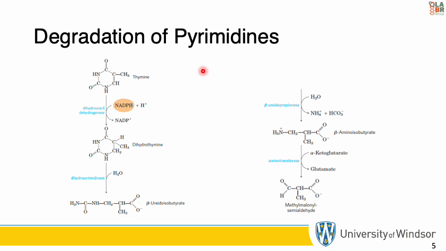So a good example is actually thymine. Thymine, for example, is degraded to the final molecule down here. So methylmalonyl semialdehyde, an intermediate of valine catabolism, is further degraded through propionyl CoA and methylmalonyl CoA to eventually end up getting succinyl CoA.